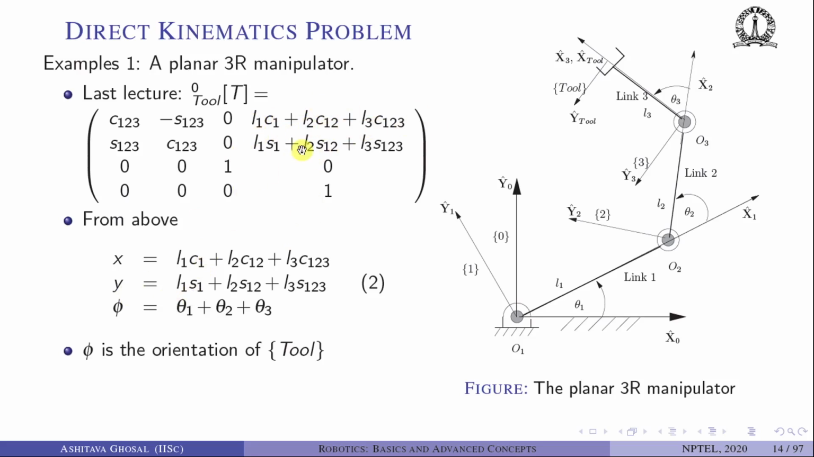So from the above, you can easily see that the x and y are nothing but the 1,4 element and the 2,4 element, and phi, the orientation of the last link, is nothing but theta 1 plus theta 2 plus theta 3. So the orientation matrix here, the 3 by 3 rotation matrix, gives you phi, which is the orientation of the tool. So if I give you theta 1, theta 2, theta 3, and the DH parameters, which are L1, L2, L3 in this case, I can easily find the end effector position and orientation.